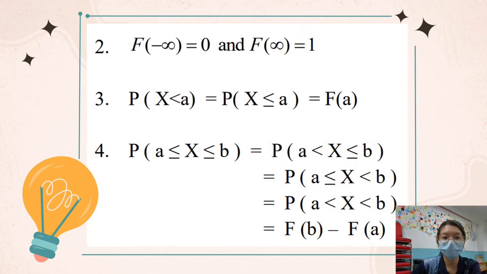For the first one, the sum of the probabilities is equal to 1. To find the probability where X is less than 2, we can get it from the cumulative function by substituting x into the function. Next, when we want the probability of X between a and b, here are the four formulas that we can use. You can pause the video to see them too.